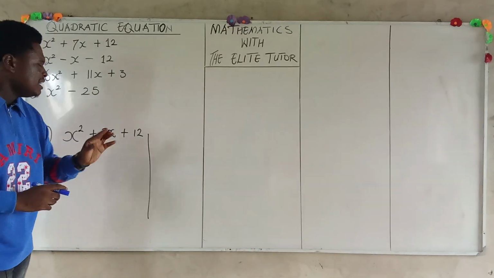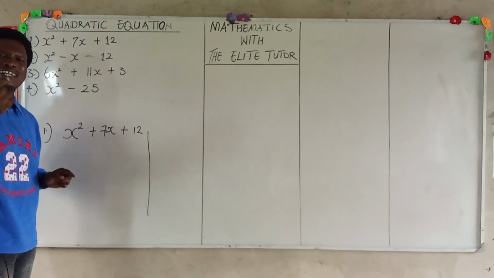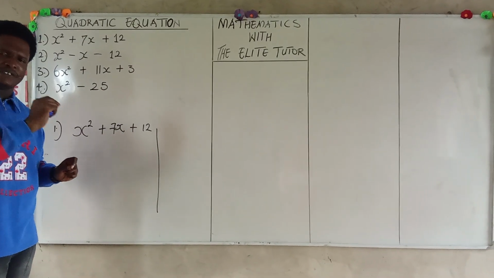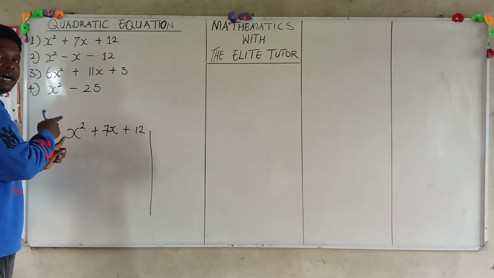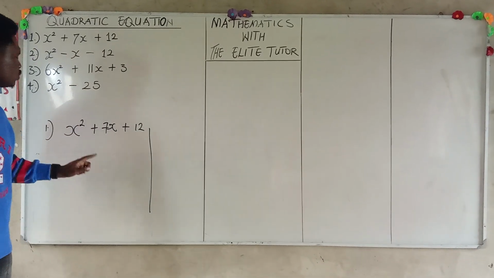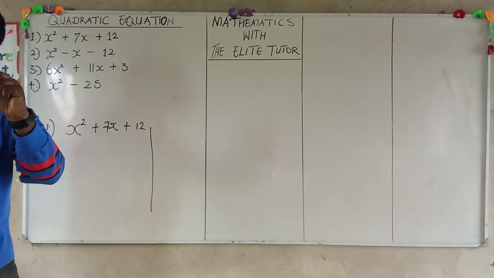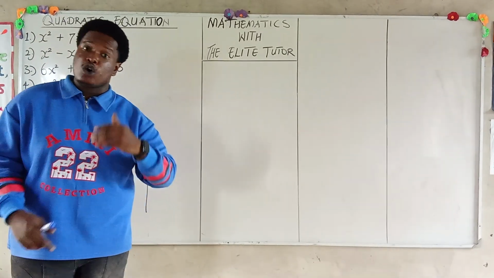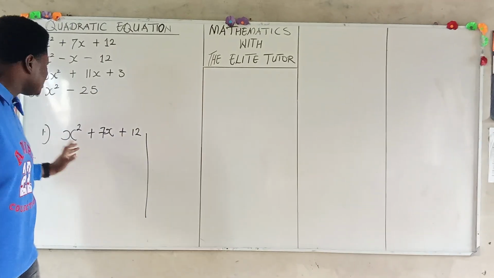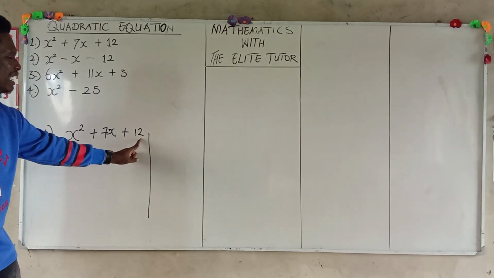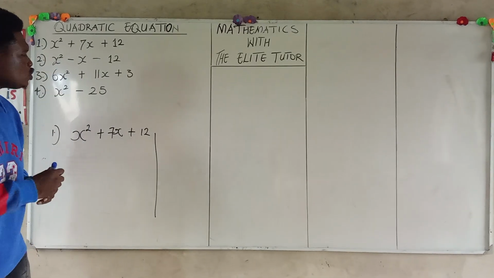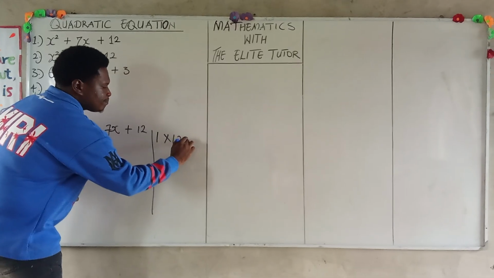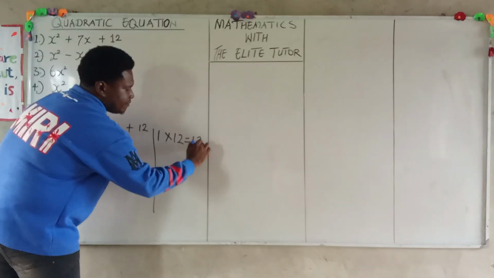Now, when we say the first term here we have x squared, but we are talking about the coefficient of the first term. What do I mean? We are simply saying the number that is attached to the first term. Now, what number is attached to x squared is 1. Because when we have a single variable, when we have x or y, the coefficient of x is 1. And then our last term here is 12. So we are going to multiply the first term and the last term, which is 1 times 12. 1 times 12 gives us 12.